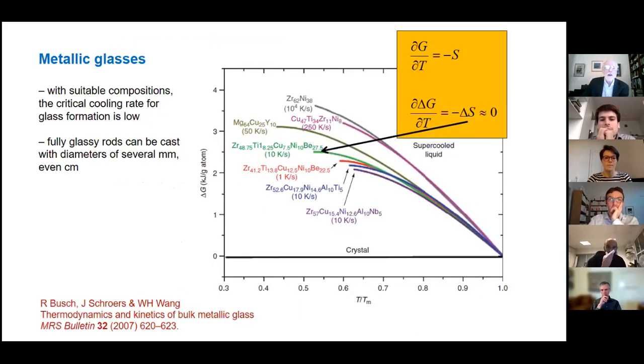As you can see by looking at the thermodynamics, you just make your calorimetric measurements and plot the delta G curve for the glasses relative to the underlying polyphase crystalline state. And taking the derivative, of course, you get the entropy difference, which is essentially zero down at the temperatures where you're forming the glass from the liquid. So these are highly ordered systems, but clearly not crystalline. And in the best glass forming compositions, palladium based, for example, you can get fully glassy cylinders several centimeters in diameter.